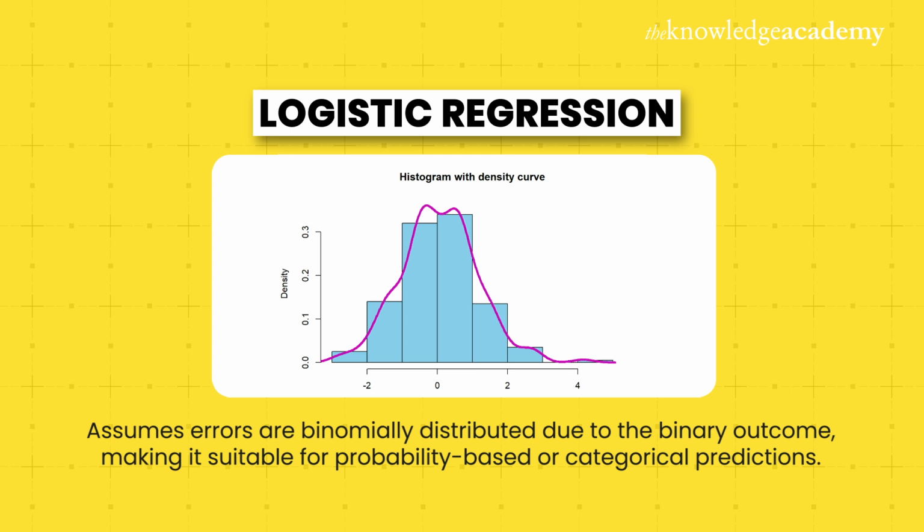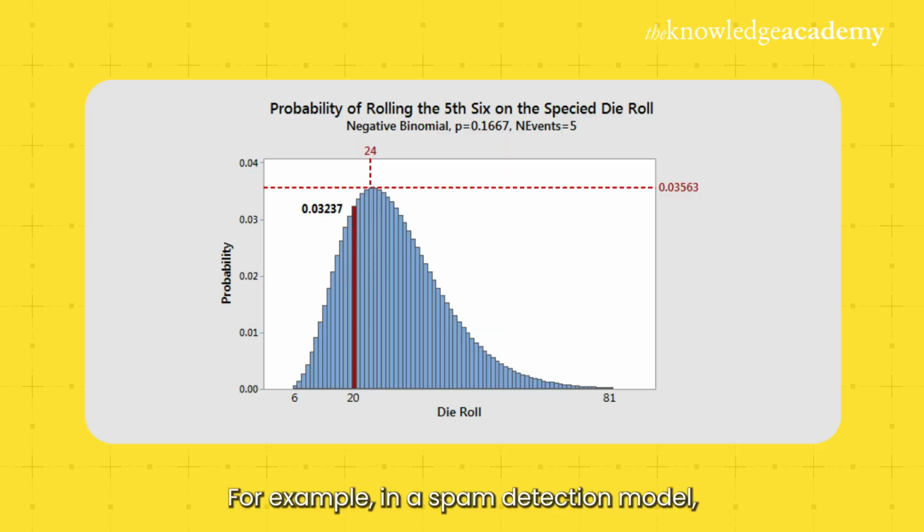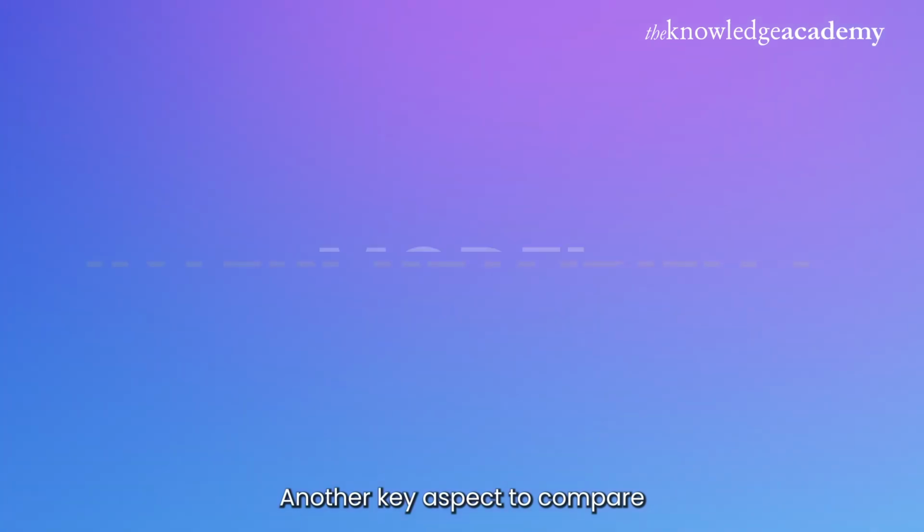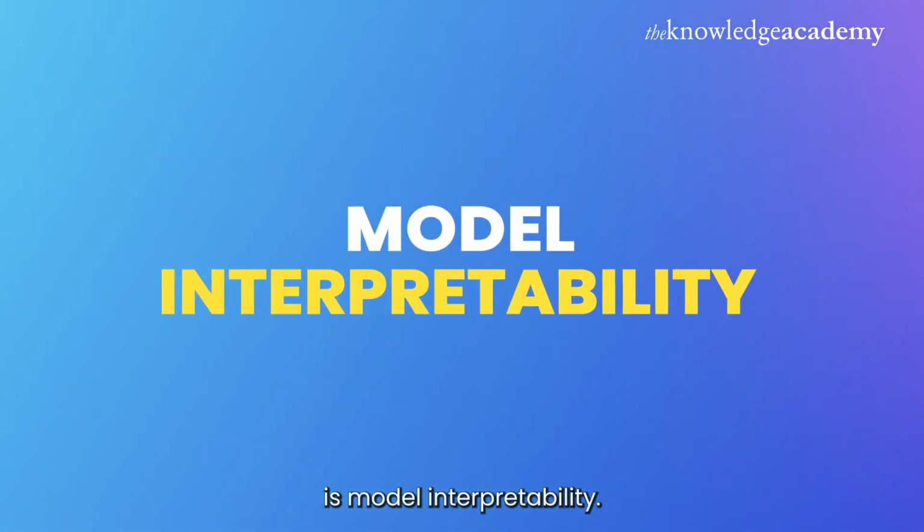This makes it suitable for situations where the output is a probability or a categorical result. For example, in a spam detection model, the errors are the number of misclassified emails, which naturally follow a binomial distribution. Another key aspect to compare is model interpretability.